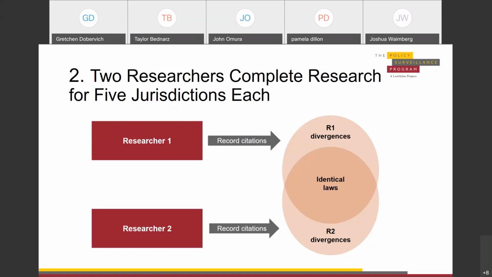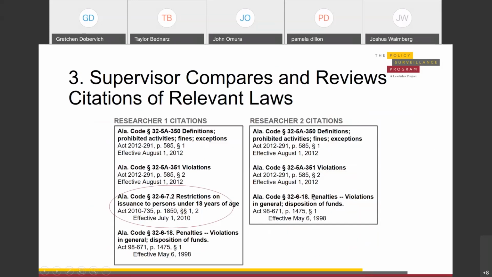So in this example, let's say researcher A collected laws for Alabama, Arkansas, Alaska, Connecticut, and Ohio. Researcher B would collect those same states. Similarly, if researcher B collected their laws for a different group of 5 states, researcher A would then collect the laws in those states. They then independently record the citations, which then allow the supervisor to review, find the identical law, and the divergences. Which then leads to step 3.